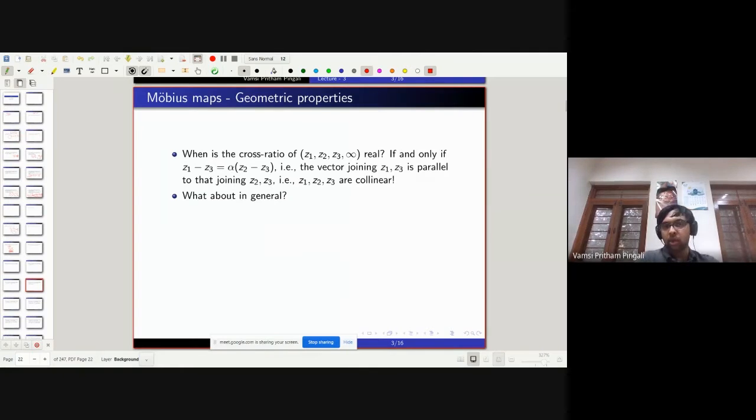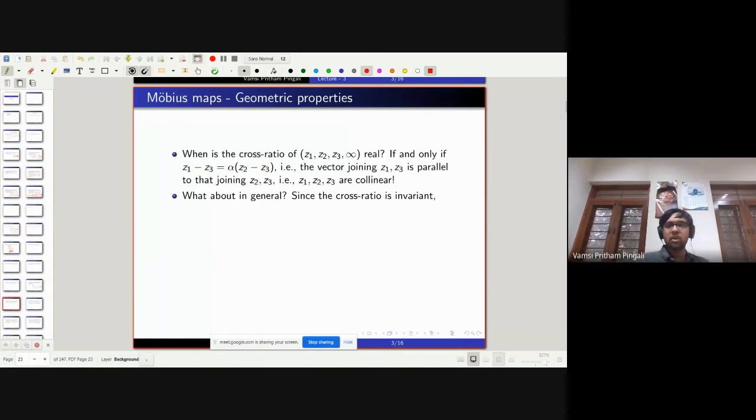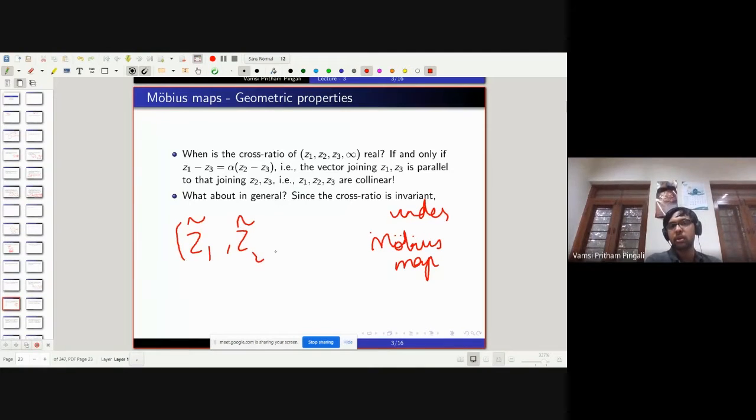What about in general? What if instead of infinity I have 4 points? Then it's very complicated, right? The formula for the cross ratio is not as simple as this. Now what can we do? Since the cross ratio is invariant under Mobius maps, what does that mean again? If you take a Mobius transformation, then suppose I give you 4 distinct points, you get 4 other points.